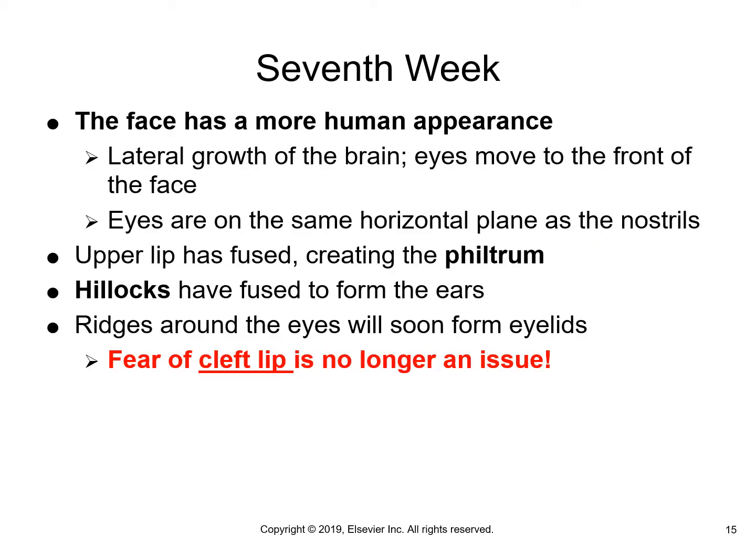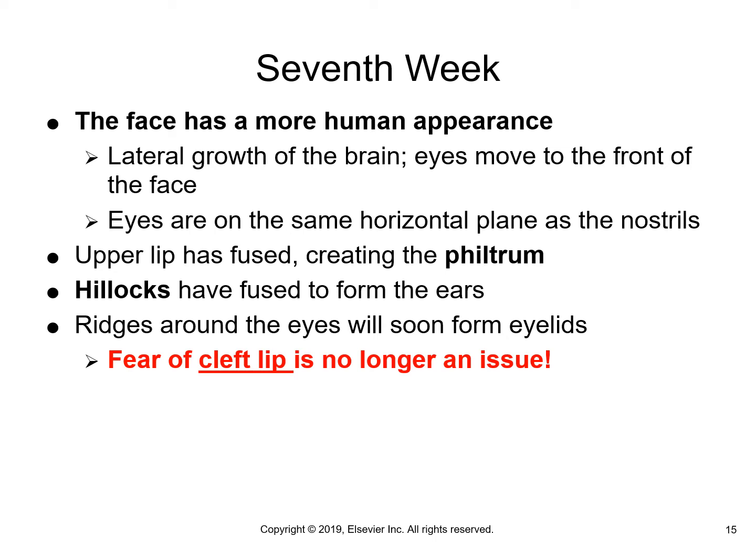At the 7th week, the face has a more human appearance. The lateral growth of the brain has occurred and eyes have moved to the front of the face. They're in the same horizontal plane as the nostrils. The upper lip has fused and created that philtrum, or that center part up above your lips. The hillocks have fused to form ears, and ridges around the eyes will soon form eyelids.